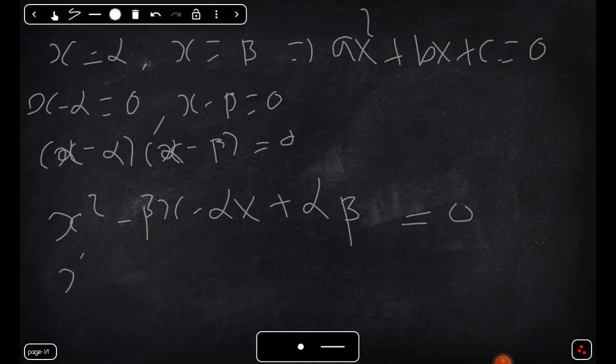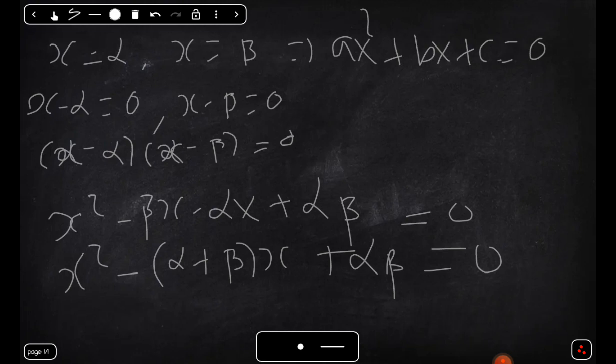So let's look at this again. Factor out x, we have x squared minus alpha plus beta times x, then plus alpha beta equal to 0. Did you see this? So this here is the sum of roots and this is the product of roots, which is exactly what we have over there. And we said that this is simply equal to what we had over there, remember I expanded this.